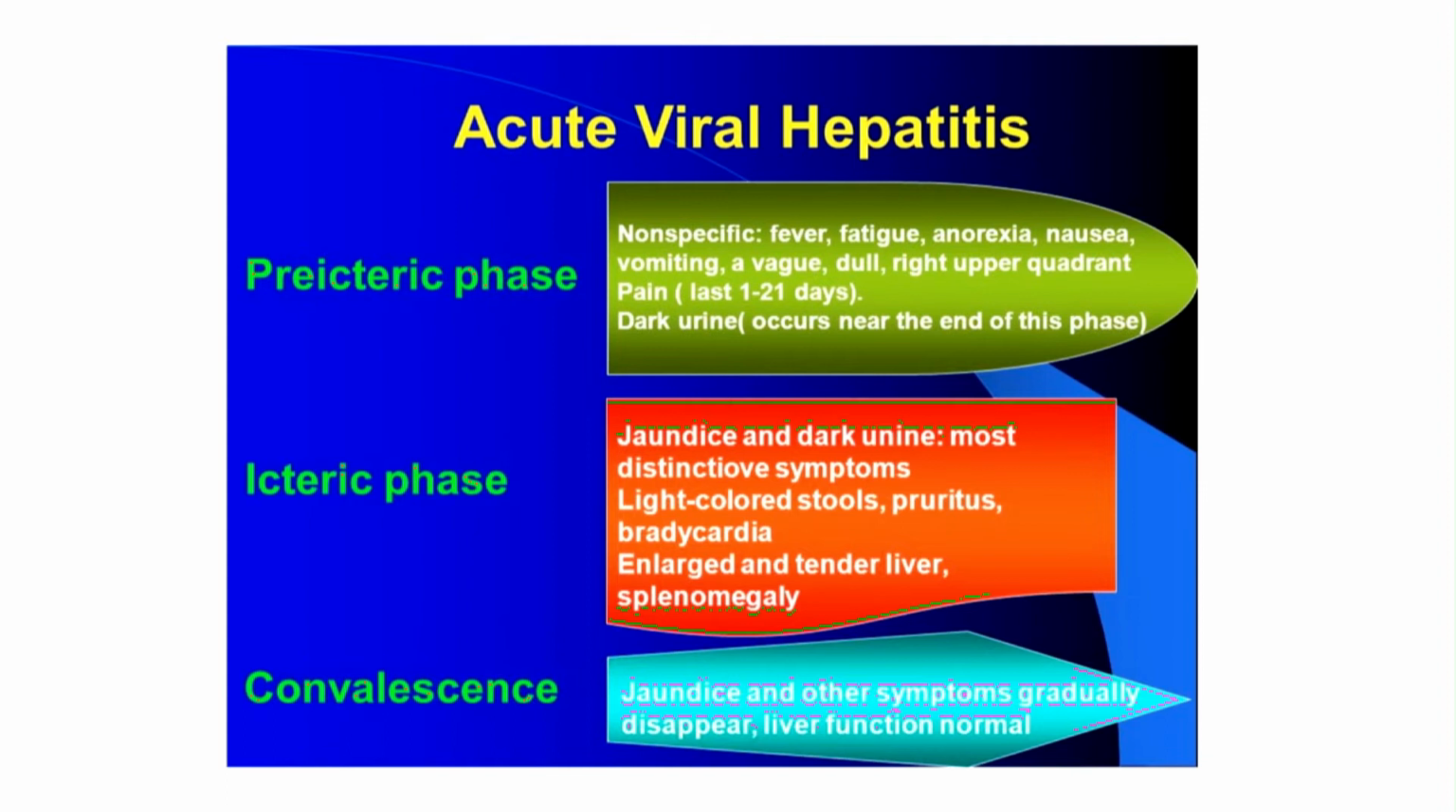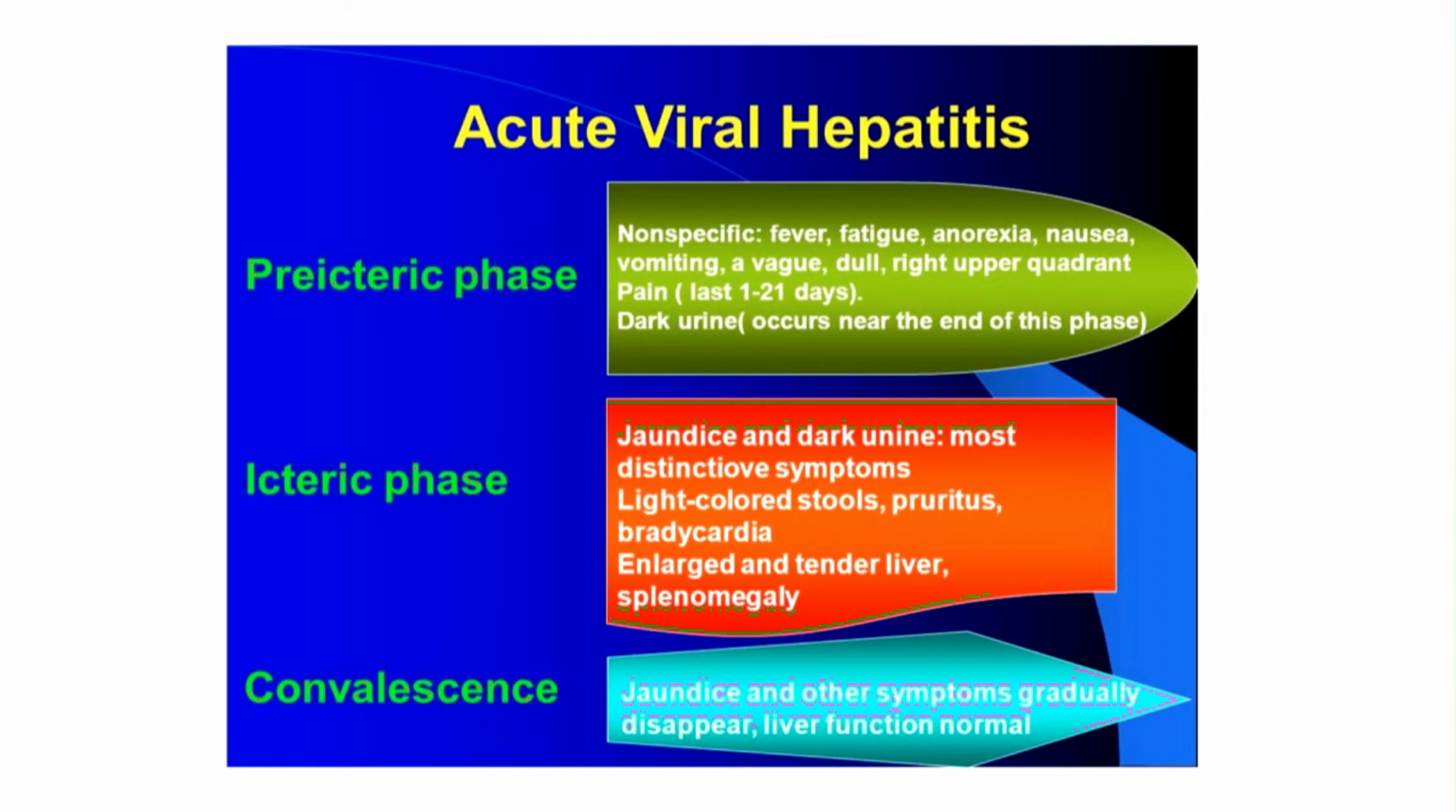In the icteric phase, there is what we call jaundice. This is due to, as I mentioned before, the function of the liver to excrete bilirubin, which is the waste product of hemoglobin. So in this case, due to abnormalities in liver function caused by hepatitis, there is accumulation of bilirubin in certain anatomical areas.